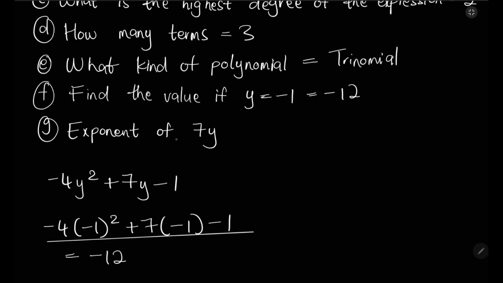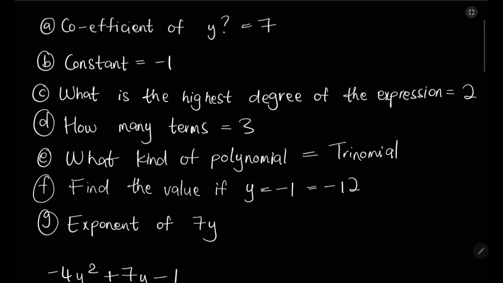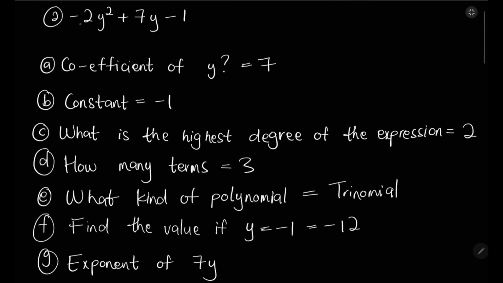G, exponent of 7y. We have negative 2y to the power 2 plus 7y. The exponent here is 1.